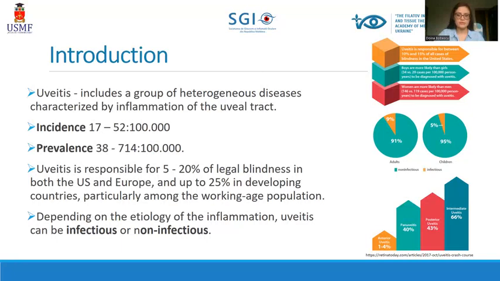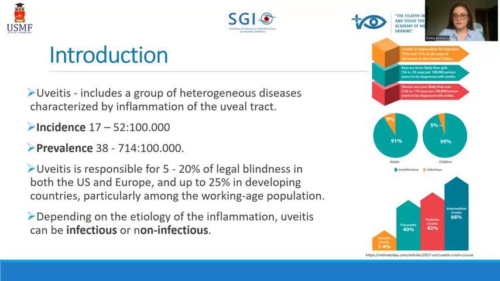It's responsible for up to 20% of legal blindness in both the US and Europe, and up to 25% in developing countries, particularly among the working age population. Depending on the etiology of inflammation, there are infectious and non-infectious uveitis.